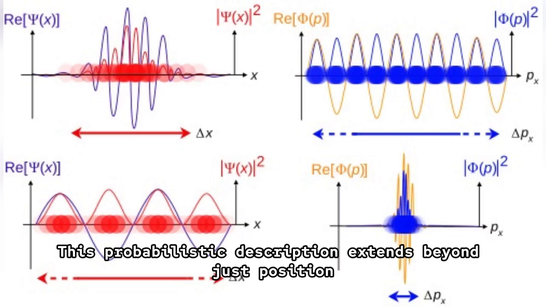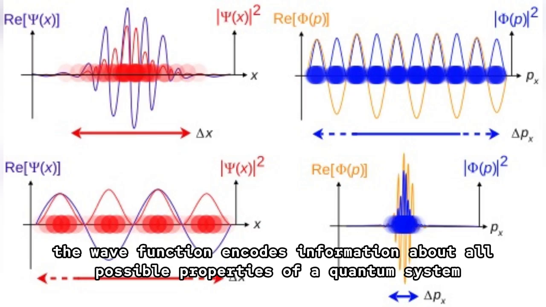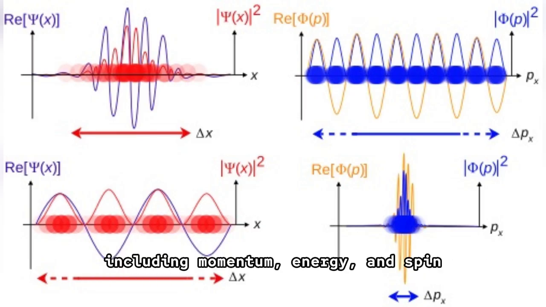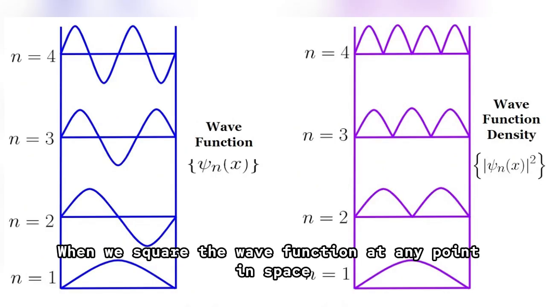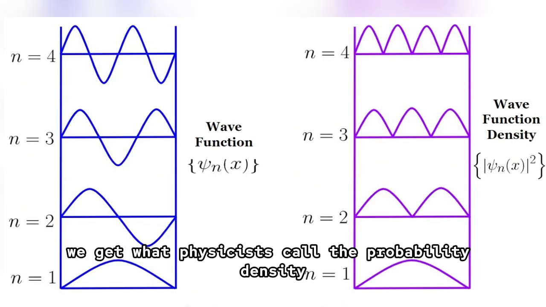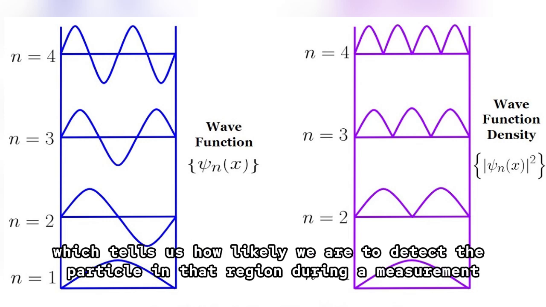This probabilistic description extends beyond just position. The wave function encodes information about all possible properties of a quantum system, including momentum, energy, and spin. When we square the wave function at any point in space, we get what physicists call the probability density, which tells us how likely we are to detect the particle in that region during a measurement.